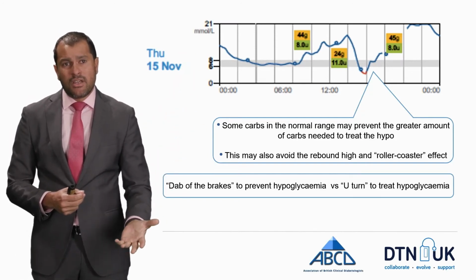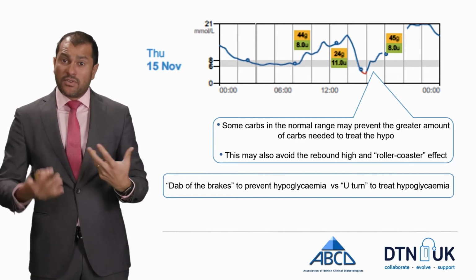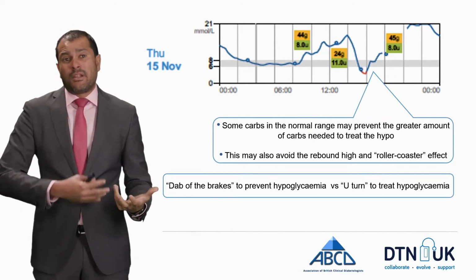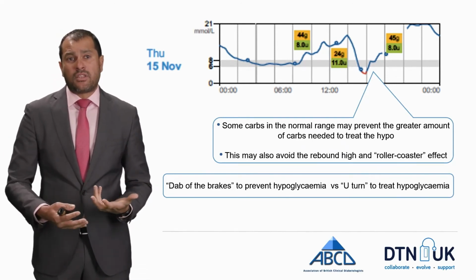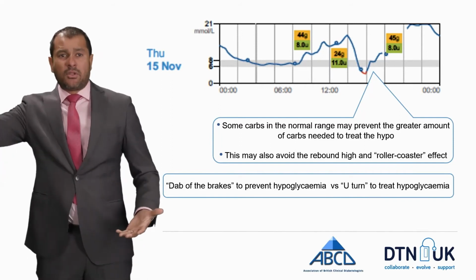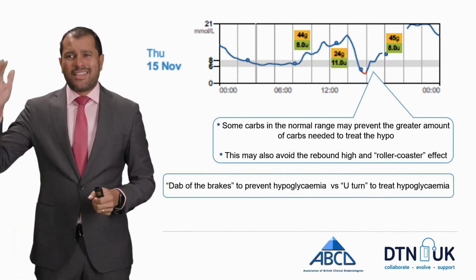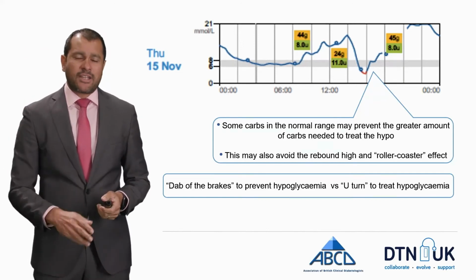It was hypo, at which point, of course, that person was feeling symptomatic and took maybe a little bit more carbs as hypo treatment than they should have at that time, and the glucose went back up again. And that can sometimes lead to this roller coaster effect.